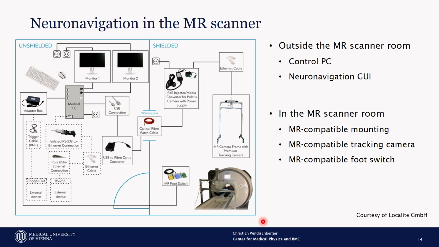Now, if you do this in the scanner, things get a bit more complicated because you have to make sure that whatever you use in the MR scanner room is really MR compatible. So you are using the neuronavigation camera up here. You have some MR-compatible device where you can mount the whole thing, and then you just put it close to your scanner.